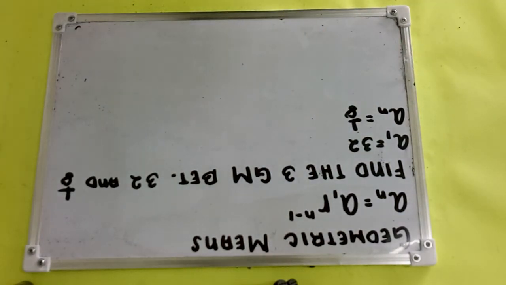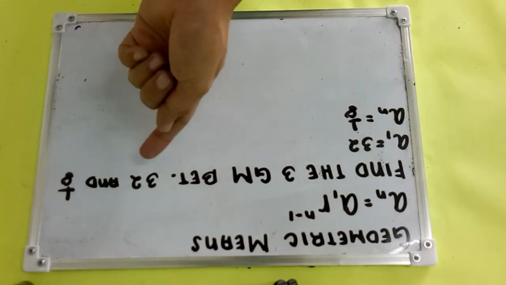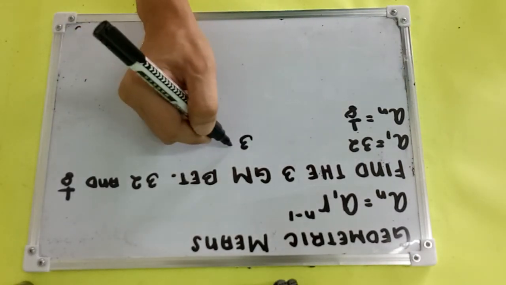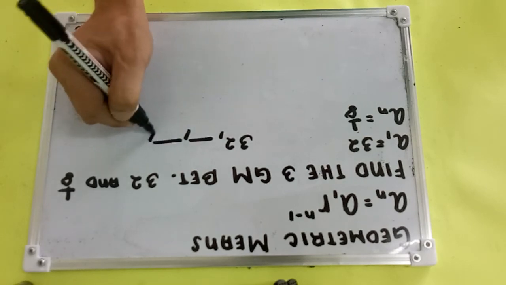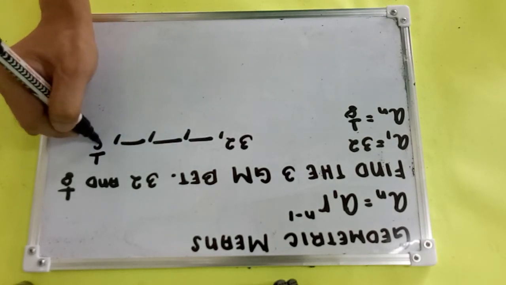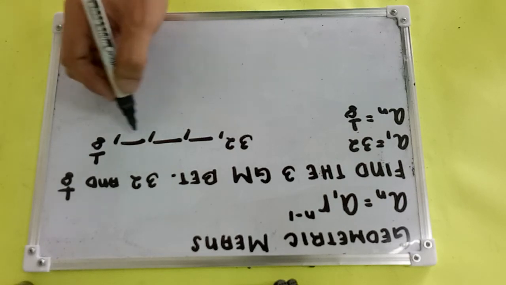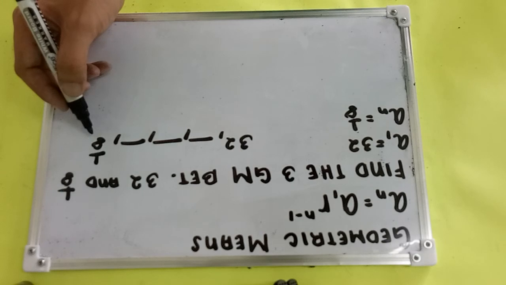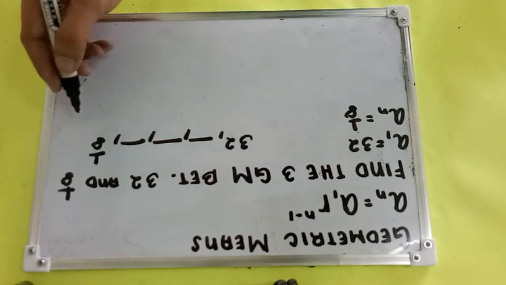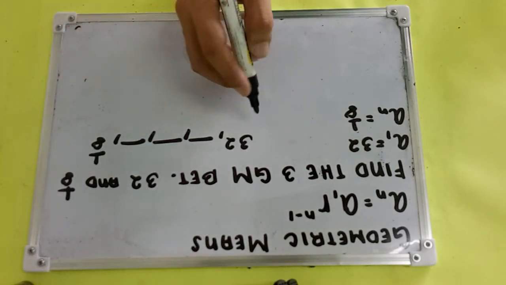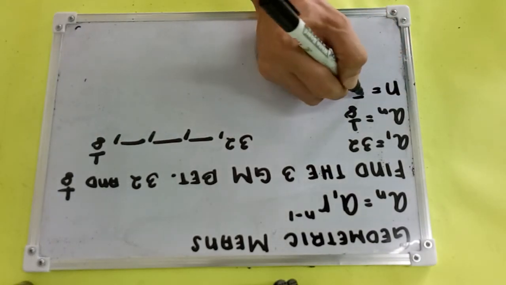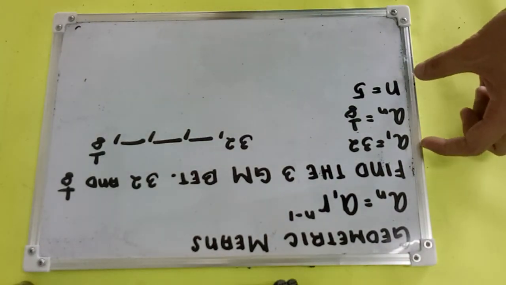And then we have to insert three terms between 32 and 1/8. And then those three terms are called our geometric means. So we can draw an illustration like this. So ito yung tinatawag nating three geometric means between two given terms. So 32 and 1/8. So it means how many terms all in all. So we have a number of terms, 1, 2, 3, 4, 5. So we have 5 number of terms.